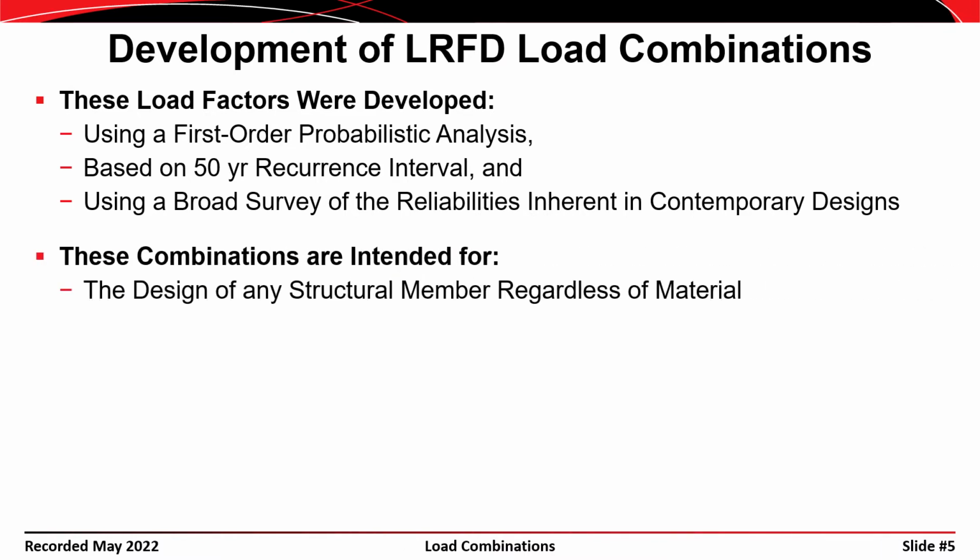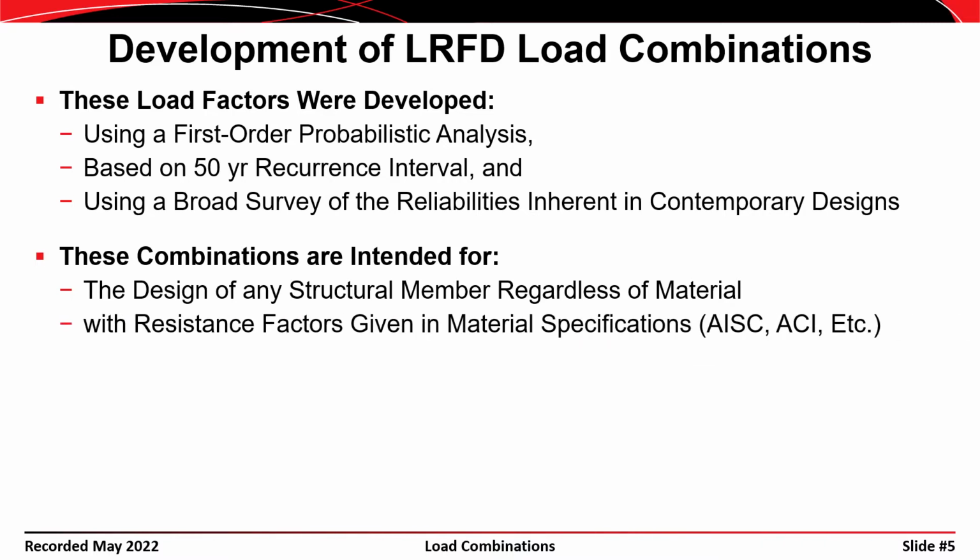These combinations are intended for the design of any structural member, regardless of the material. And they're intended to be used with resistance factors that are given in the material-specific specifications. So the idea is that you can use the same combined loads for any given building, and then go to the ACI specification and get the resistance factors for the concrete elements, and go to the AISC specification and get the resistance factors for the steel elements, et cetera, et cetera.